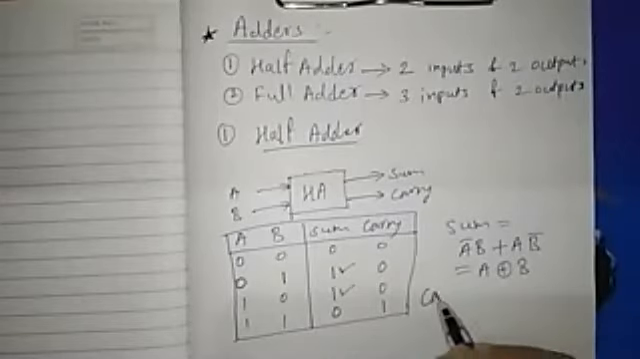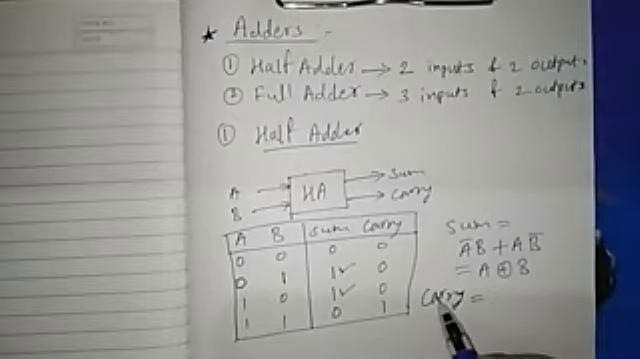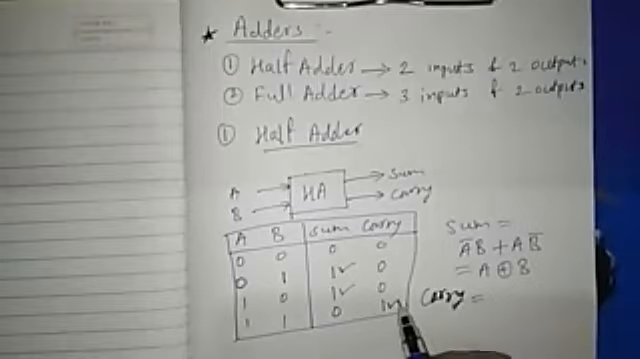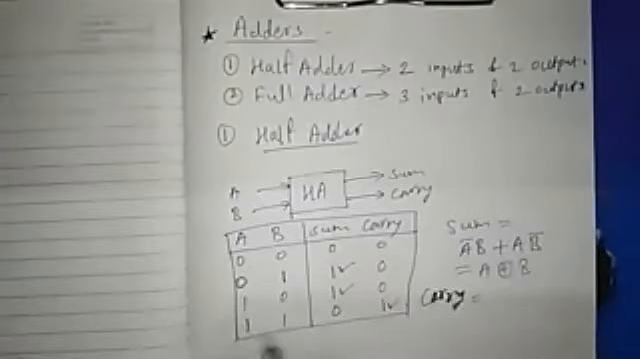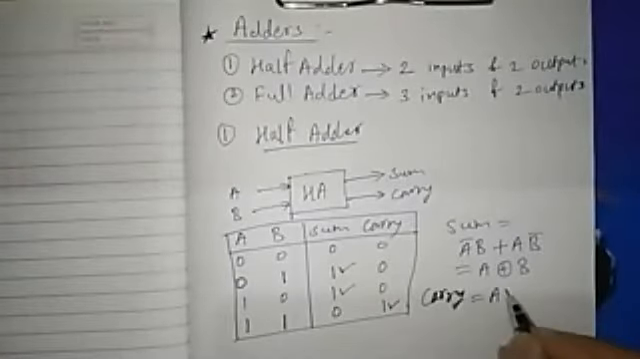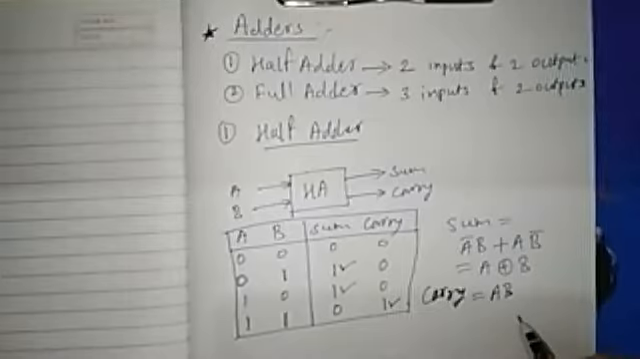Similarly, carry, if I take, can anyone tell carry? AB. Here is a 1. For this it is A and B. AB. This is how the half adder is.